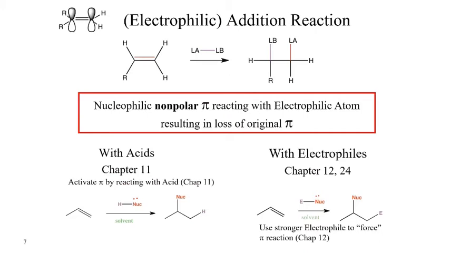Okay, finally we can look to our big summary, or our big overview, for our electrophilic addition reactions. So we're looking at an alkene, and this is a nucleophilic, nonpolar pi bond. Because it has a source of electrons, it's going to react with an electrophilic atom, and that is going to result in the loss of a pi bond.